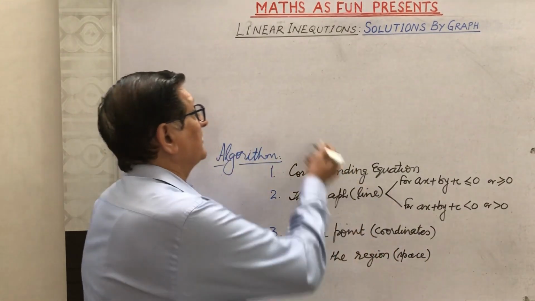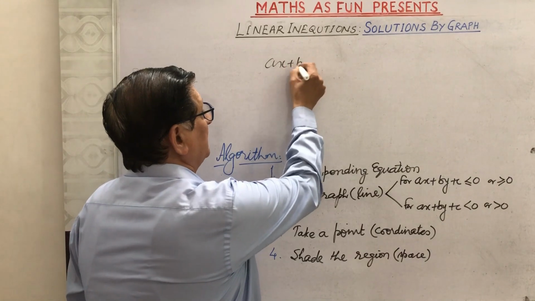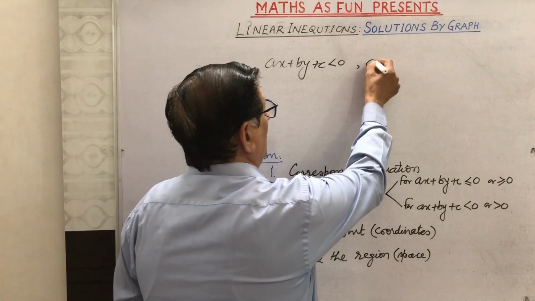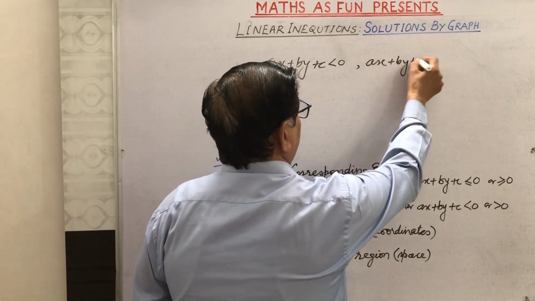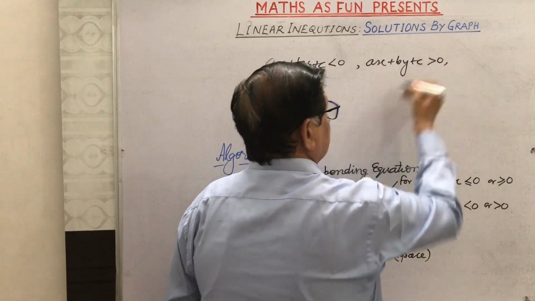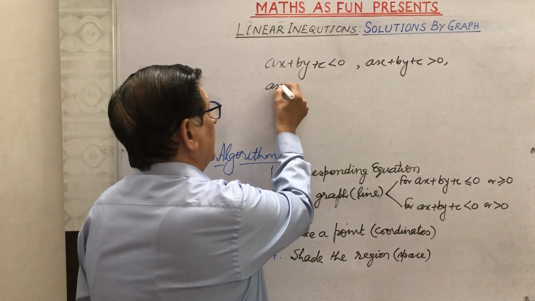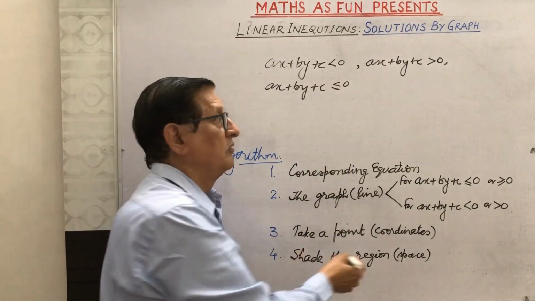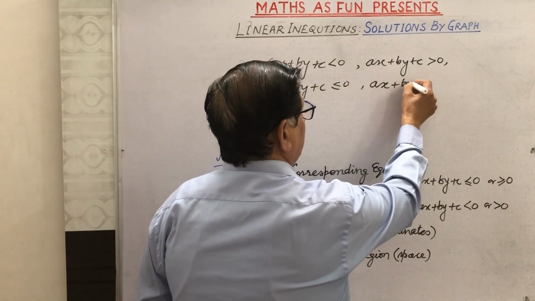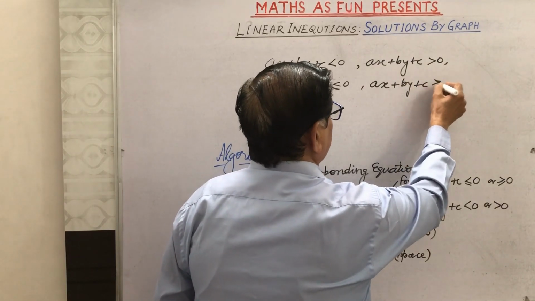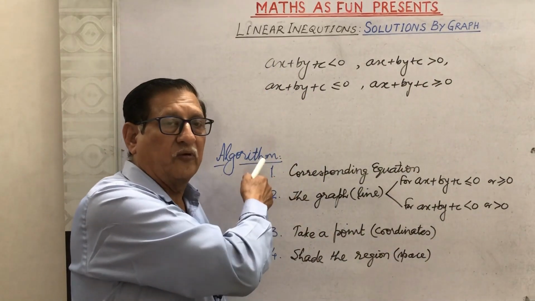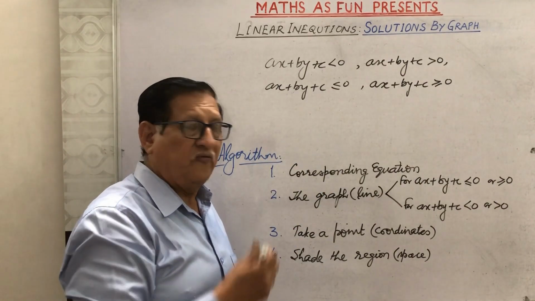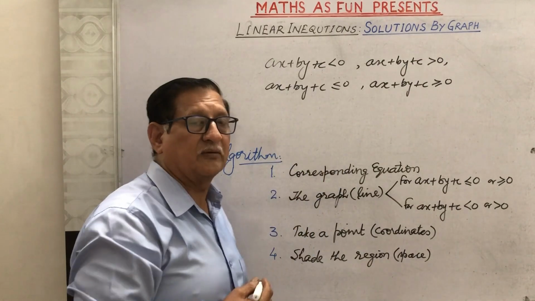We know that ax plus by plus c less than 0, or ax plus by plus c greater than 0, or ax plus by plus c less than or equal to 0, and ax plus by plus c greater than or equal to 0 are all the forms of linear inequalities in two variables. We are going to represent the solution of them on a graph now.